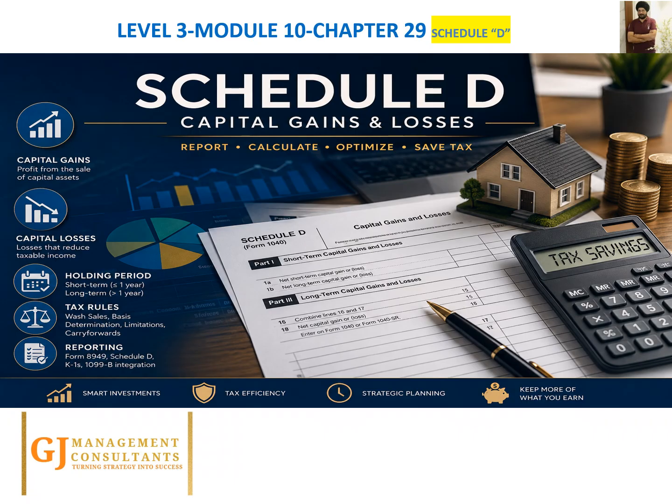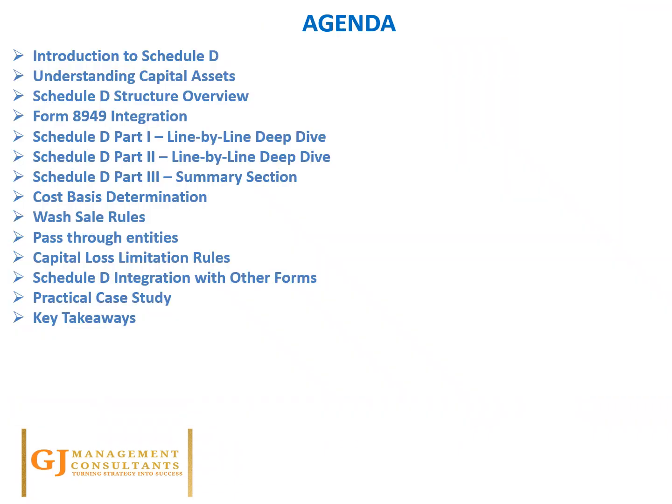So let's start this chapter by looking at the agenda. What we're going to cover in this chapter: we are going to touch upon the concept of Schedule D, which is the major schedule for capital gains. We'll understand the concept of the capital asset and quickly walk through the schedule for a deep overview. We'll also understand the integration of Form 8949, which is the major form for Schedule D.